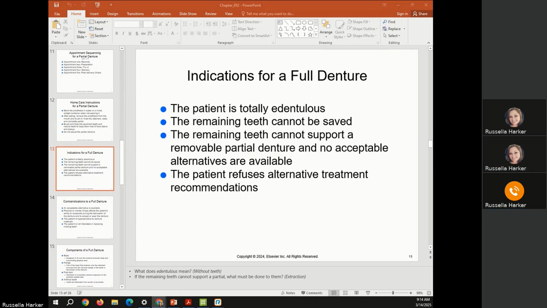Another reason for this is if the patient refuses alternative treatment recommendations. So there could have been other things that could be done, but the patient decides they don't want to go through with other treatment options. So then they have their teeth extracted and they have the denture placed.